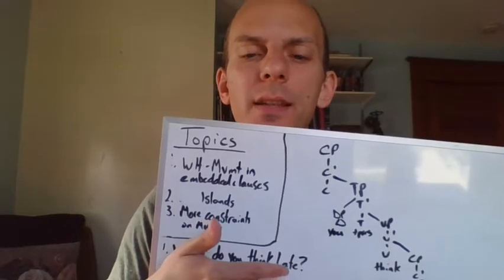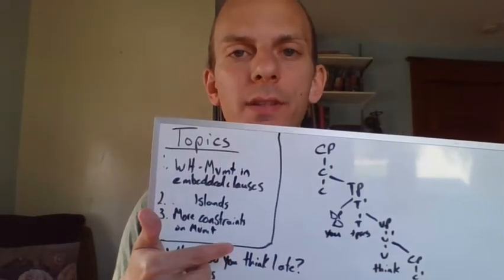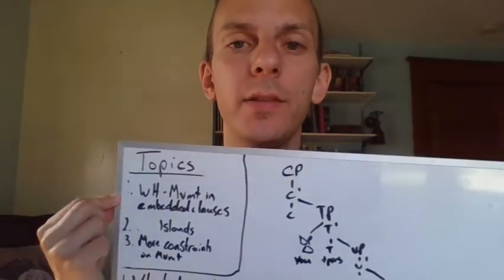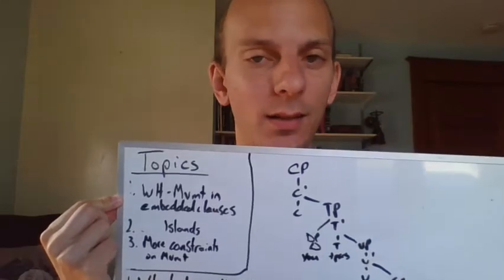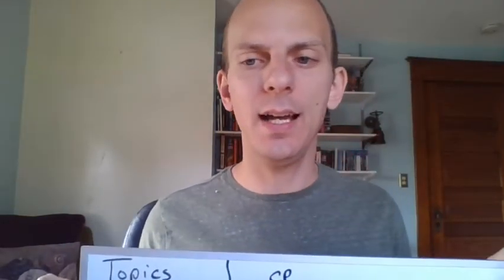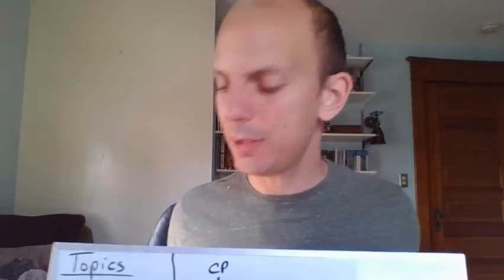The interesting thing is that the what seems to have moved out not up to the specifier of the lower CP, but actually the specifier of the higher CP, of the think clause, not just the eat clause. And we'll take a look at what that is like in our tree over here. So again, if you want to do this at home, you are encouraged to do so. Otherwise, I have it pre-done over here to save us some time.